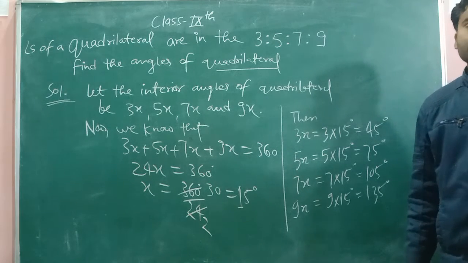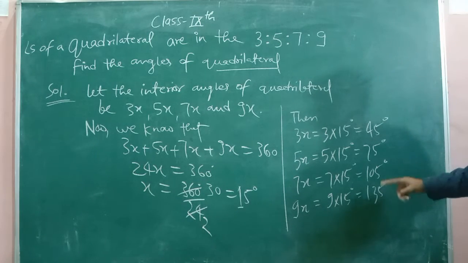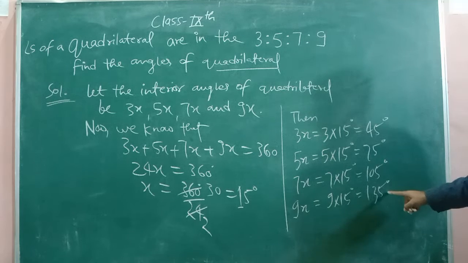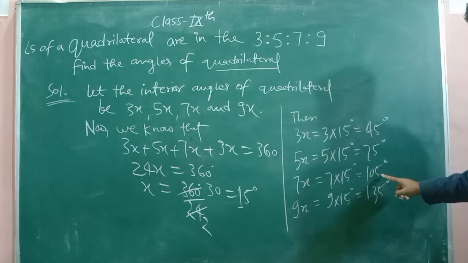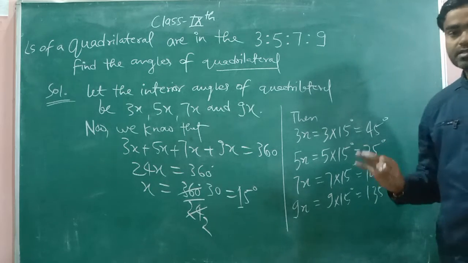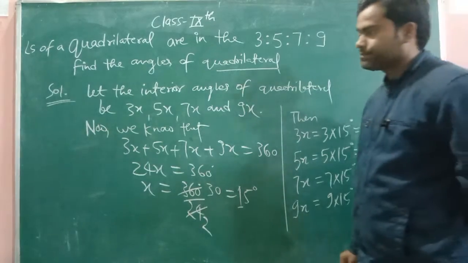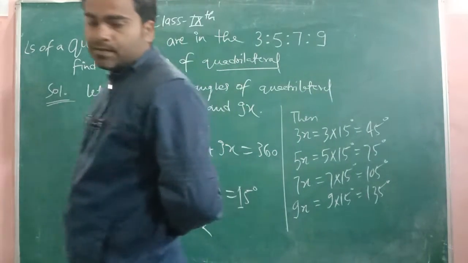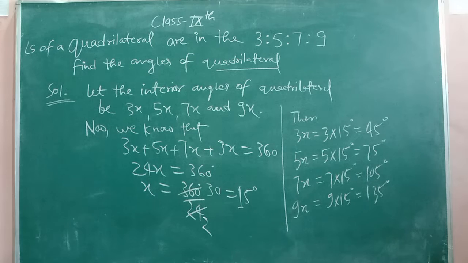You can also cross check the answer by adding these four angles. 135 and 105 is 240, 75 and 45 is 120. 240 plus 120 is 360. So the answer is correct. I think it will be clear to all of you. A very easy question that is asked in exams.